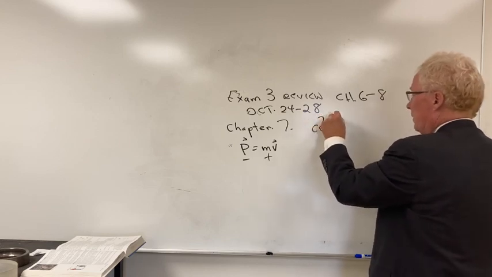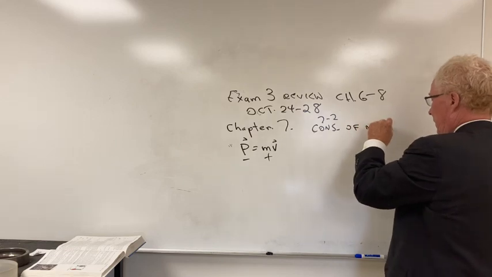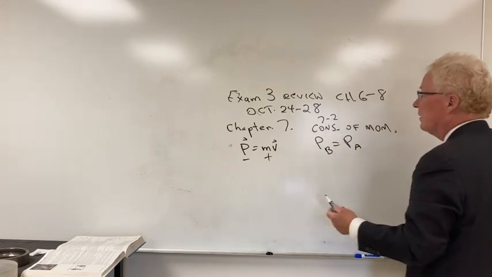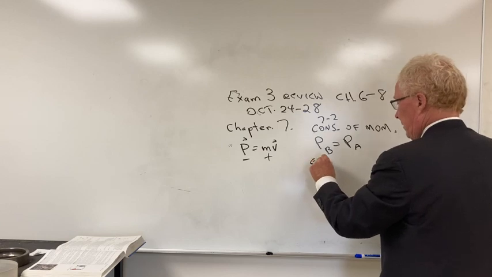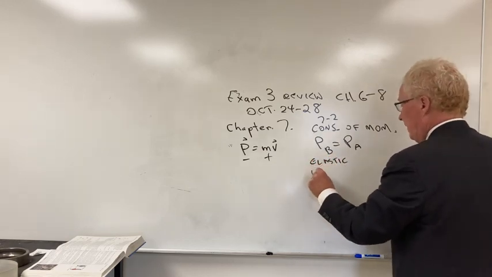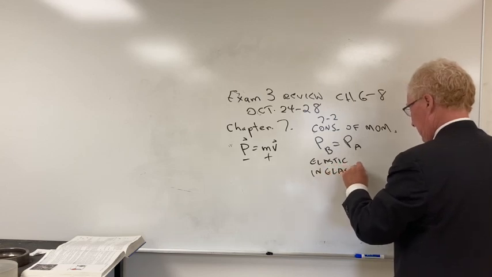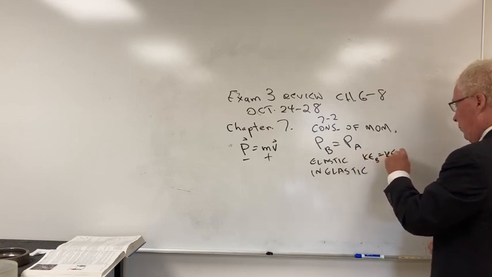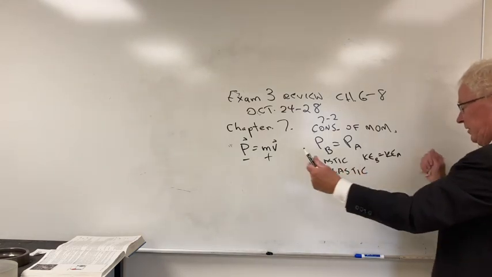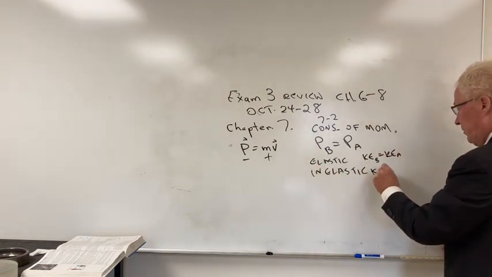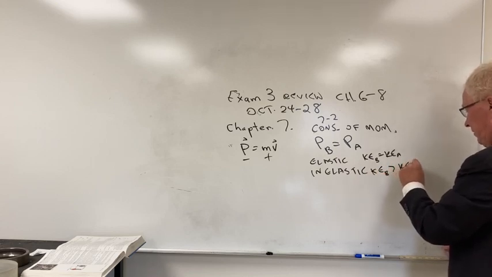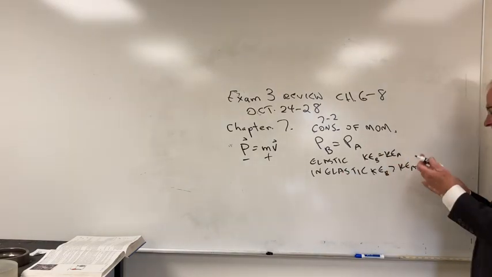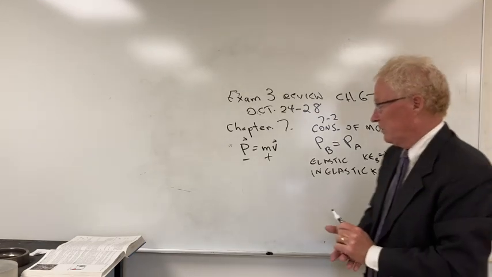Conservation of momentum is 7.2. And I've been through that: momentum before equals momentum afterwards in a collision. The two types of collisions we had are elastic and inelastic. An elastic collision, kinetic energy before equals kinetic energy afterwards. And an inelastic collision, like when they collide and stick together, kinetic energy before is always greater than kinetic energy afterwards. So energy is lost in the collision. This is the basis of the lab and the basis of chapter 7.